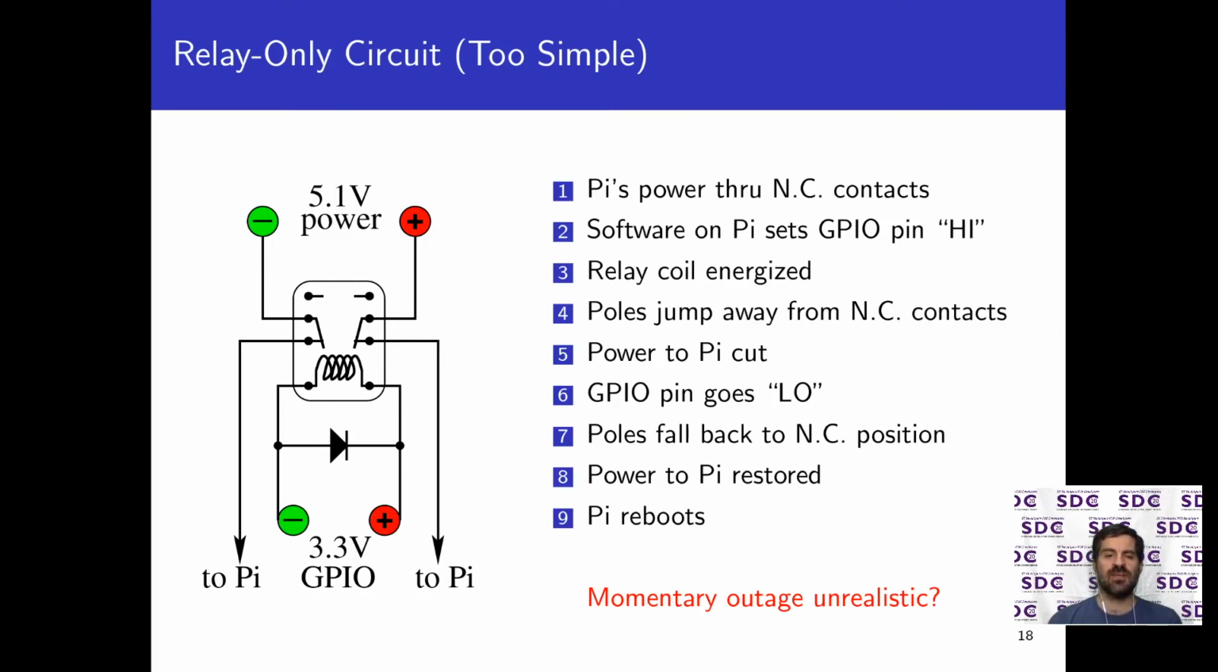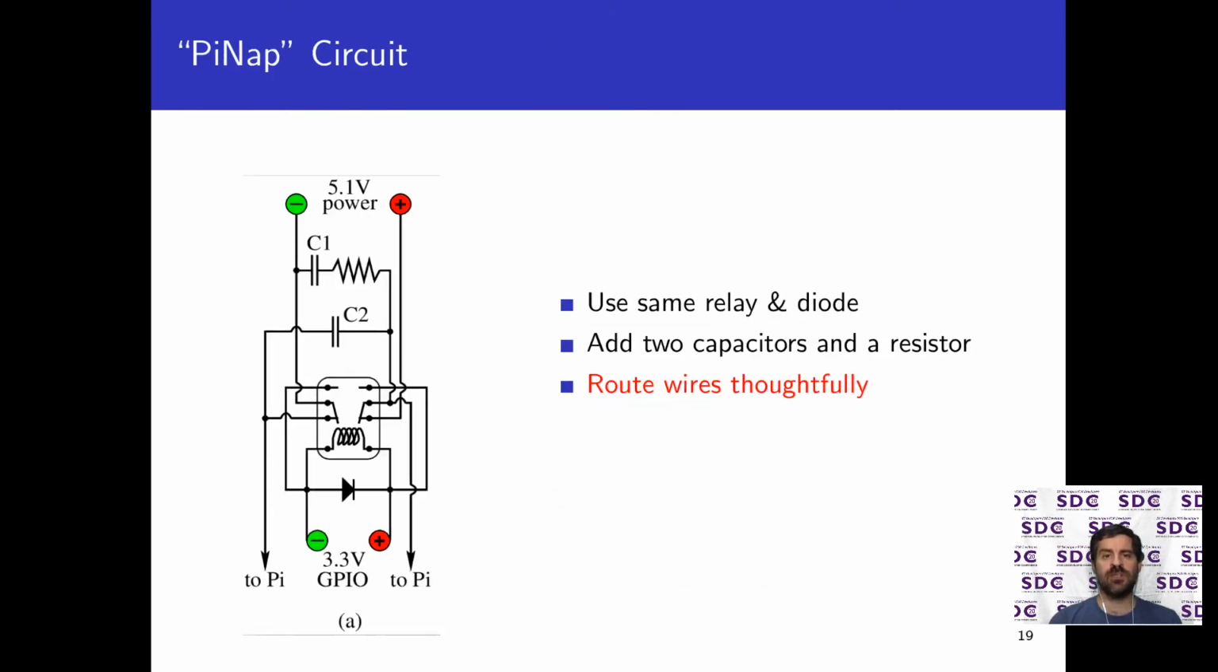But we are worried that the split-second power interruption we get from this circuit might mask failures that a more realistic, longer power outage will expose. So let's arrange for a longer power off interval whose duration we can control. Here is our preferred power interruption circuit, which we call PiNap because it causes our Pi to take a little nap.